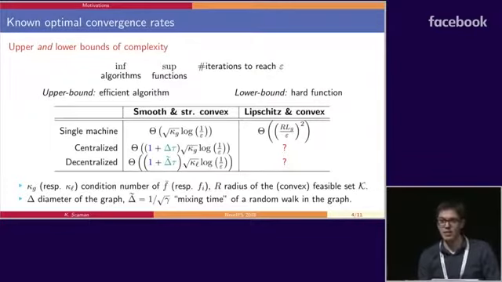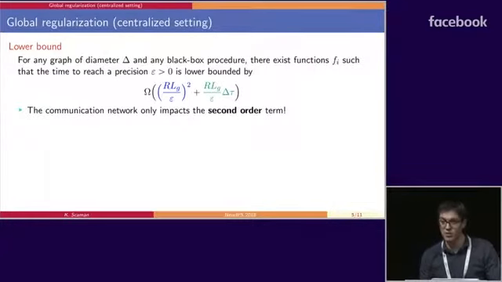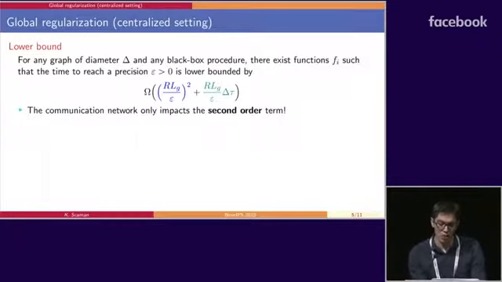So the question is what happens in the Lipschitz and convex setting, in the non-smooth setting. And what happens is that it's not such a simple setting. More interestingly, we find that actually the communication through the network is going to have an impact only on the second order term, which means that the blue term that you can see is the term which is related to the computation of the gradients, and the green term is related to the communication. The green term only depends on 1 over epsilon, whereas the computation term in blue depends on 1 over epsilon square.